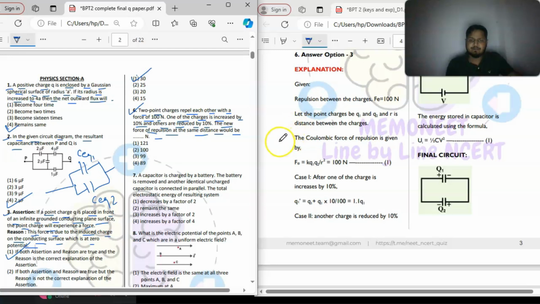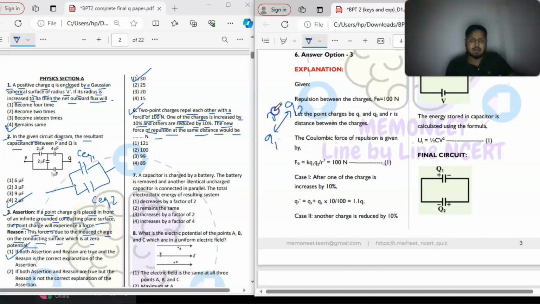Suppose this is charge Q1 and this is charge Q2, and the distance between them is R. So we will say F is equal to K Q1 Q2 by R square, which is equal to 100 Newton. Now case 1: the charge is increased by 10%. So the new charge will be Q1 plus Q1 into 10 by 100, that is 1.1 Q1.